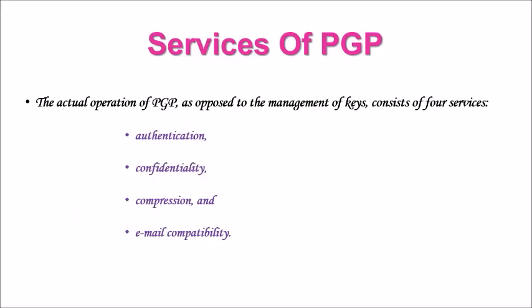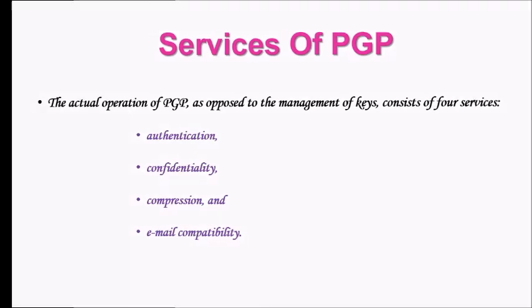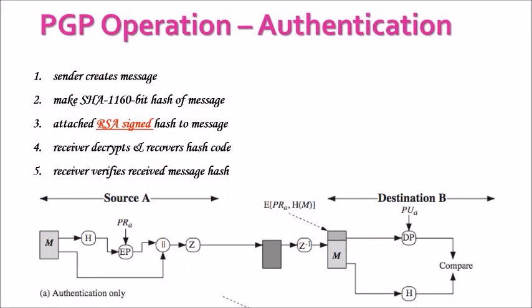The actual operation of PGP, as opposed to the management of keys, consists of four services. They are authentication, confidentiality, compression and email compatibility. Now we are going to discuss the authentication operation of PGP. The sequence is listed here. First, the sender creates a message.